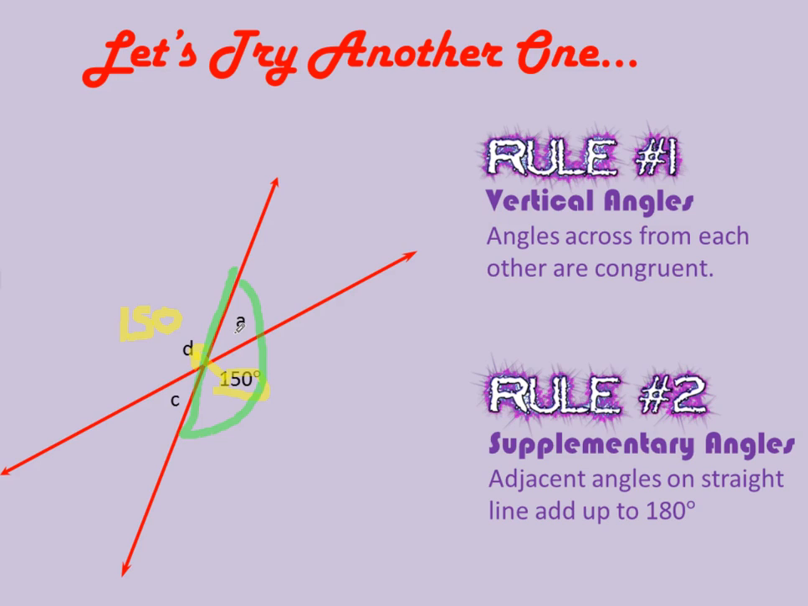So angle A must be 30 because 150 plus 30 is 180. And then the angles across from each other are congruent. So this is also 30. So this is how you can come up with the missing angles using the vertical angles theorem and then the supplementary angles theorem.